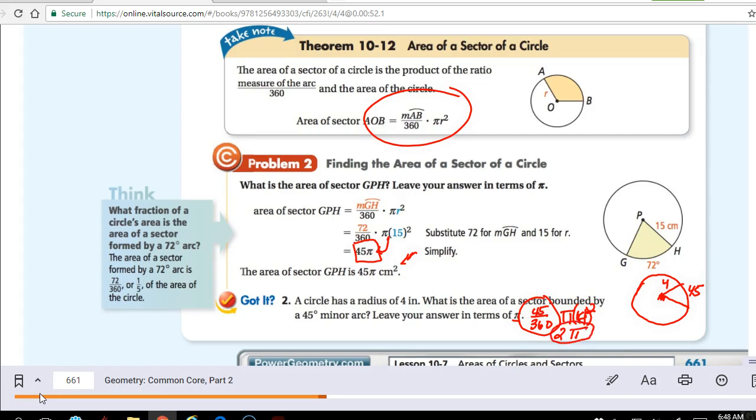So the answer is 2 pi, and then again, because this was inches, my units are going to be inches squared because we are talking about area.